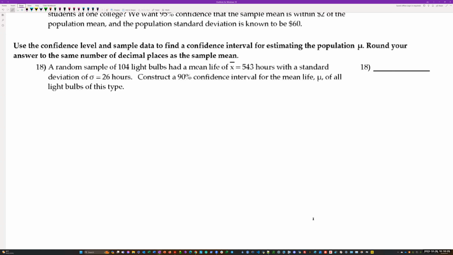Is what a population? Is the sample a population? How does that make any sense? Either something's a sample or something's a population. No. It says X bar. It says a random sample of 104 light bulbs. Are there only 104 light bulbs? It's definitely a sample, right? Plus it says X bar.